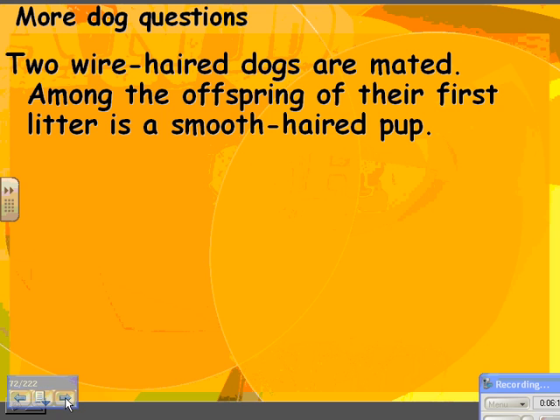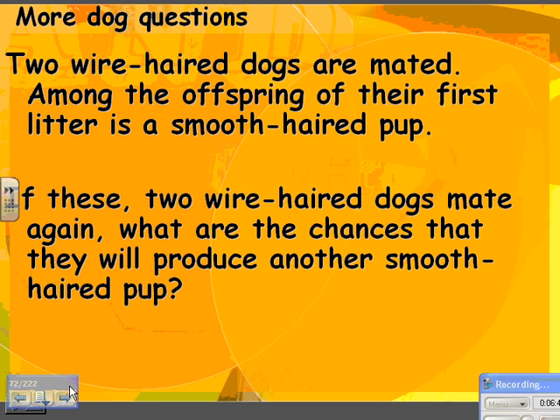More dog questions. 2 wire-haired dogs are mated. So just reading that, I know big W something mated with big W something. 2 wire-haired dogs, I know they each have at least a big W. Among the offspring of their first litter is a smooth-haired pup. Little w, little w. So right there, if this is their baby, you know the baby got a little w from mom and a little w from dad. So we already know right there these 2 wire-haired dogs are heterozygous.